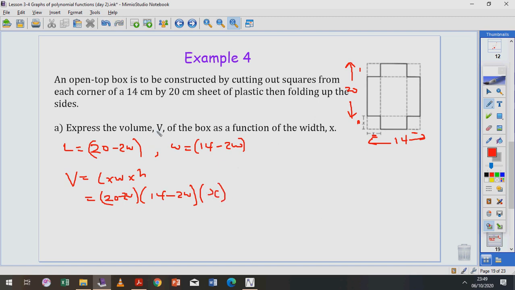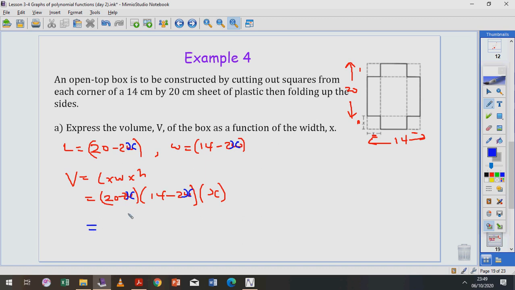I don't know why I've been using w, but this should have been x the whole time, because x is what's being cut out. Sorry about that, x.